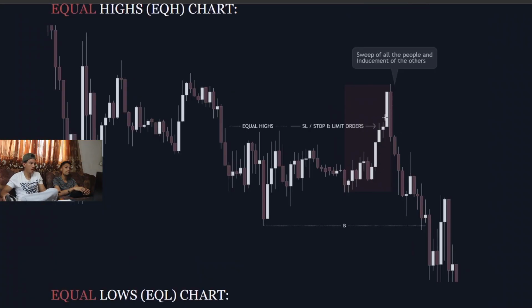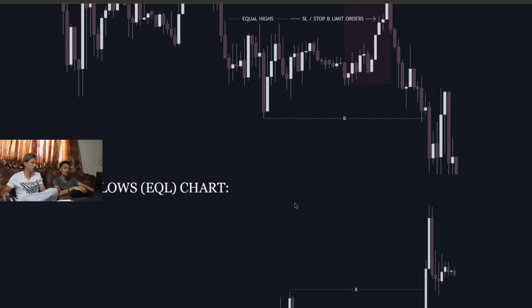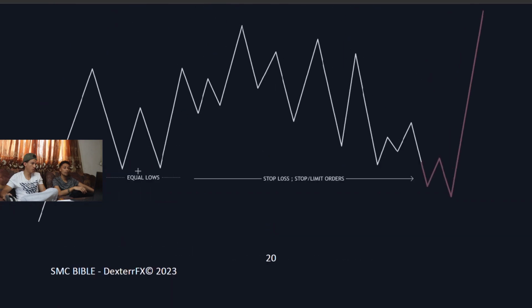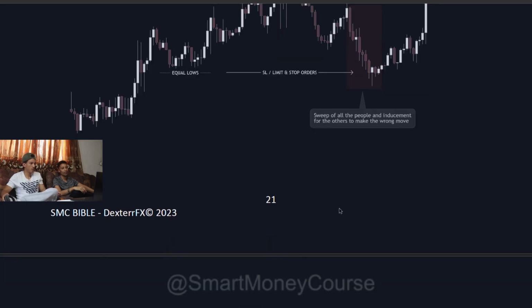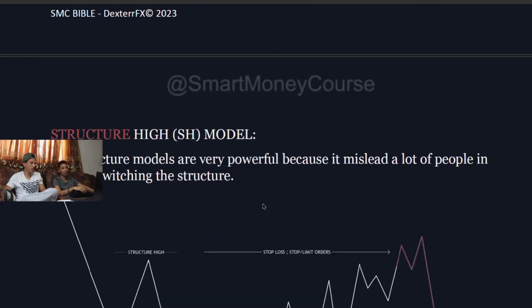So it goes up, has a lot of, here you can see, stop losses, limit orders, and then it sweeps basically a lot of people, creating a downside liquidity pattern here. Here we got your equal low. So it's basically the same as the equal highs we saw here on top. Equal lows. Here's your equal lows here at the bottom, creates that pattern. Here's your stop losses, your liquidity, and basically it sweeps out all the people and goes up, creating the big move. So the next pattern is your structure high model.